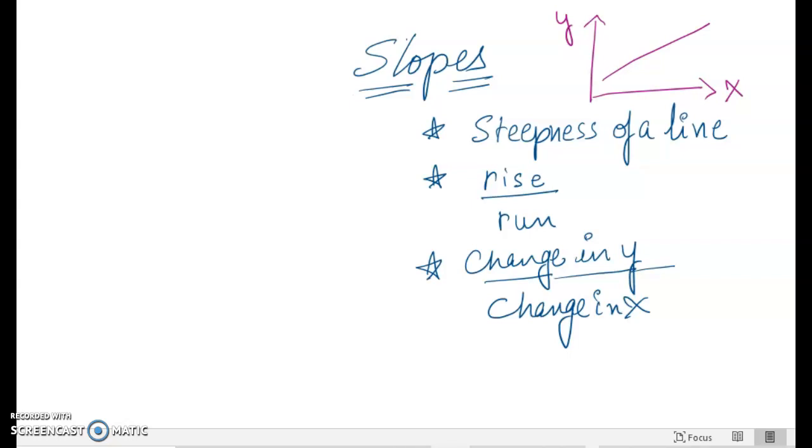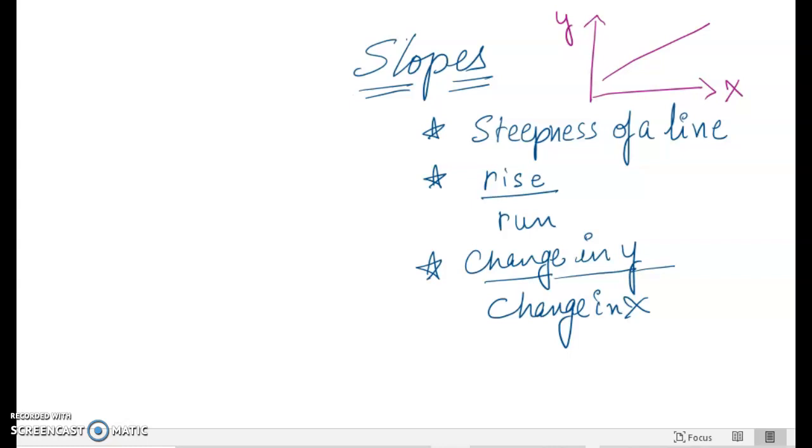Hi, let's understand slopes a little bit better. What is a slope? What does it represent? Slope represents the steepness of a line. You can see here we have an x-axis and the y-axis, and there is a line. It is a linear function because it is straight.